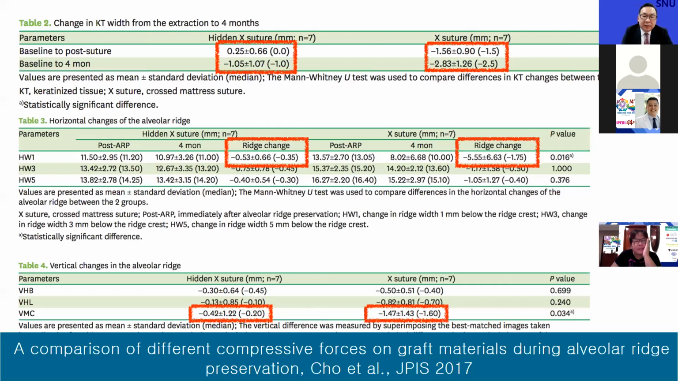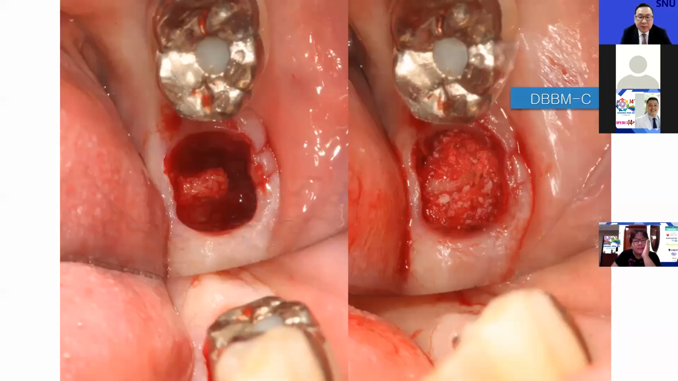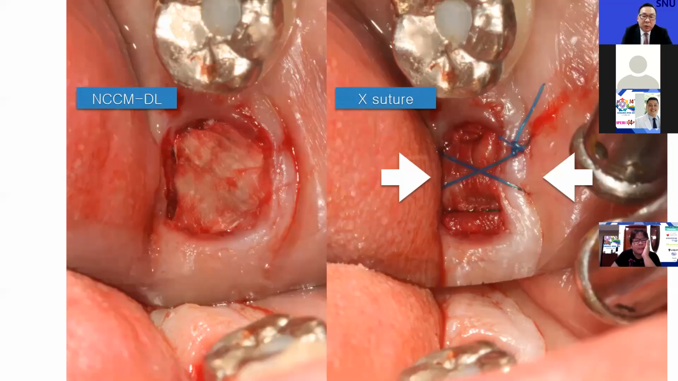And okay, this is an area that was grafted with DBBM-C. And then we are doing the conventional X suture. And we know that after the X suture, there's a vector that has been created in the buccolingual direction. You can see that the mucogingival junction is severely shifted to the lingual side. So this is what we want to avoid, the tension that is created in the entrance of the socket, to have maximum bone width and also maximum width of keratinized tissue after the ridge preservation procedure.